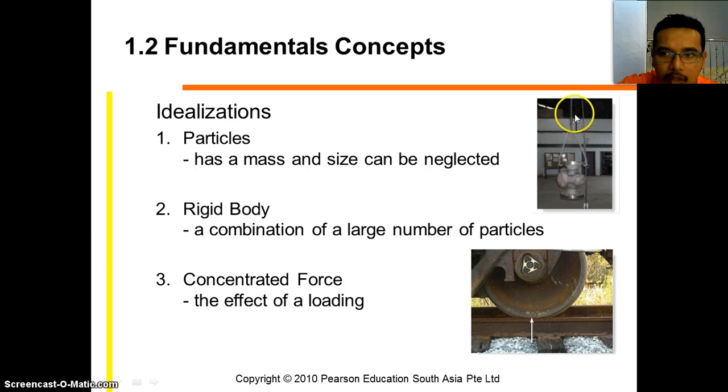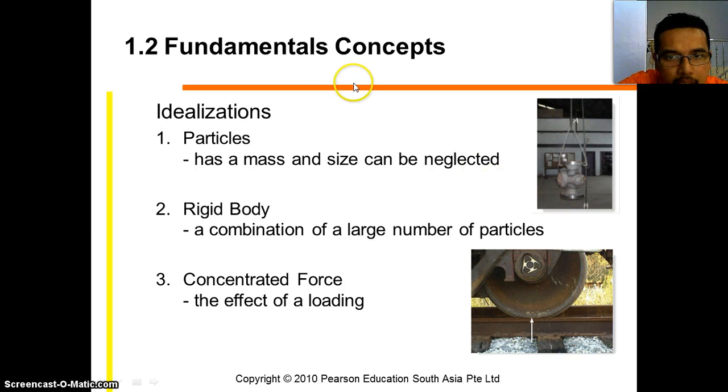So now we want to focus on the strength of this cable to hold this object, for example. We can analyze this object as a particle. This particle has a mass, but the size can be neglected, because now we don't focus on this object. We only want to know the strength, the tension, of this cable.